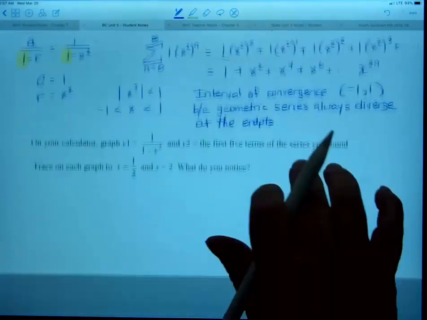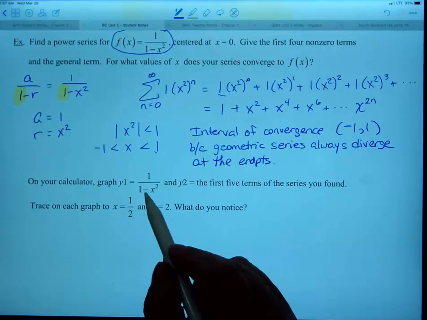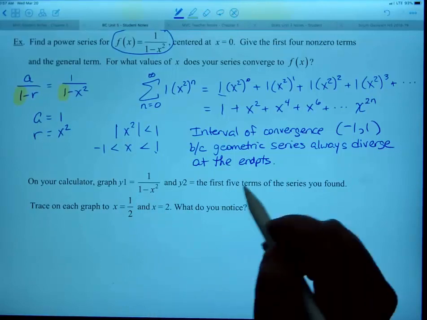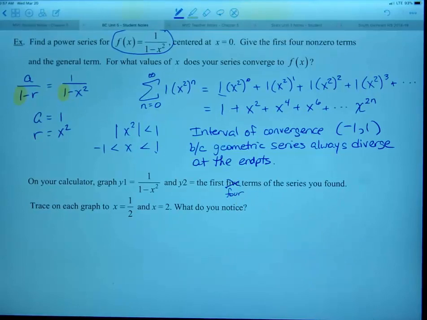At the bottom of the page, it says, on your calculator, graph y1 to be the function that we just messed with, and y2 the first 5 terms of the series. Let's change that to 4, because we wrote out 4 terms. So take your calculator, and let's do that. I've got to clear my calculator.